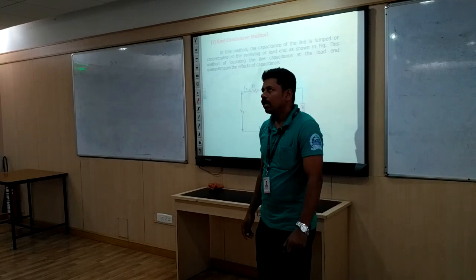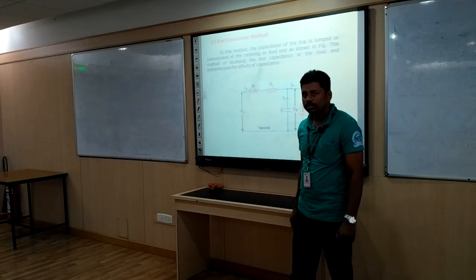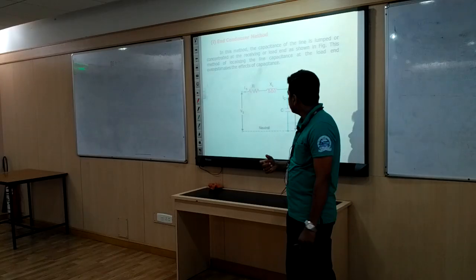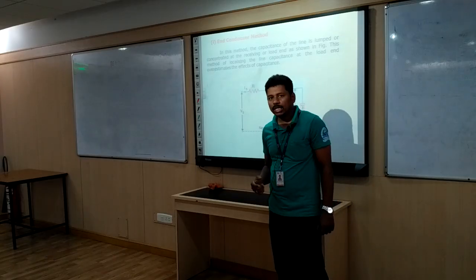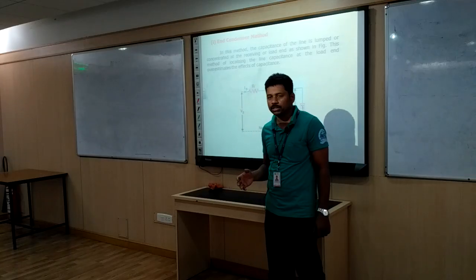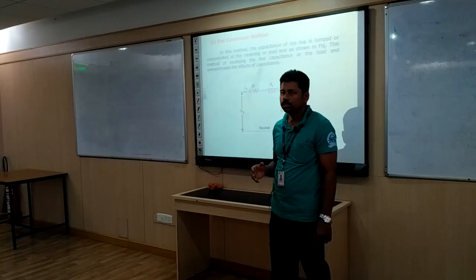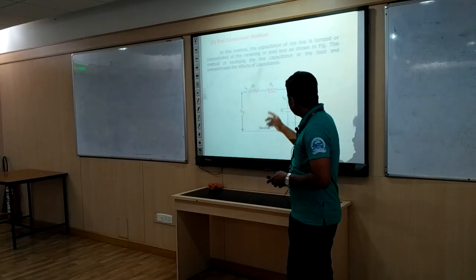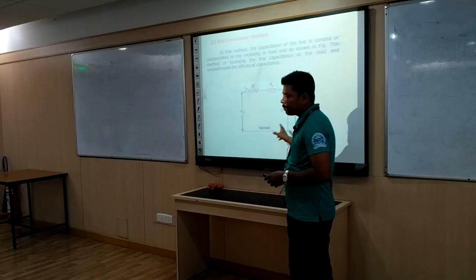Yes. In the medium transmission line, as we discussed, there are three types of model. One is the end-condenser method, the nominal T, and the nominal pi model. In the end-condenser method, there are R, L, C parameters: resistance, inductance, and capacitance. The entire capacitance is concentrated at the end of the transmission line. So that's why you can see the diagram: resistance, inductance, and capacitance.